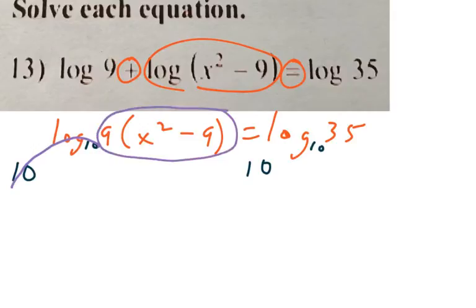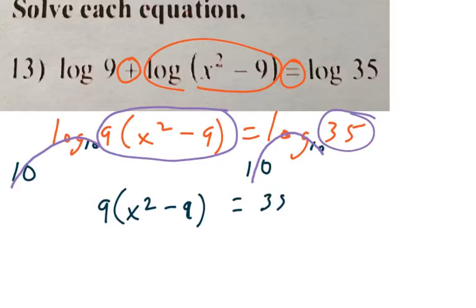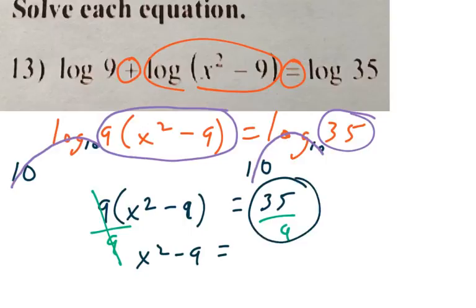And as you can see, what I have left over is 9 times x squared minus 9 equal to, now on the right side of the equals, the 10 power gets rid of the log base 10 again. And as you can see, I'm left with 35. Now from here, I just have a regular algebraic equation. It does have a squared in it. But the first thing I'm going to do, and hopefully you agree with this, is why not divide both sides by 9? That way that 9 is gone. So x squared minus 9 now equals 35/9.